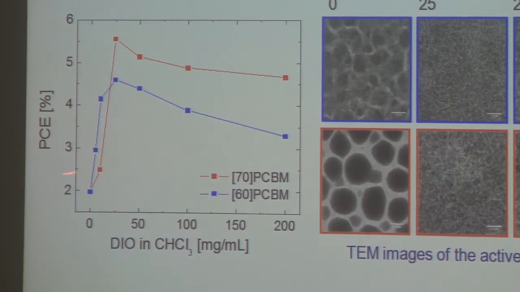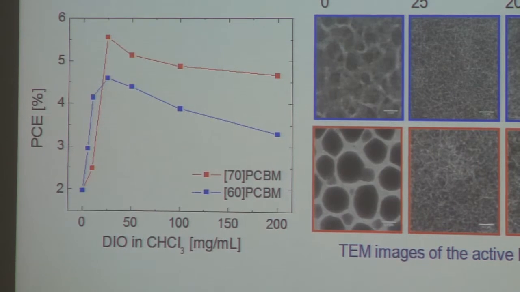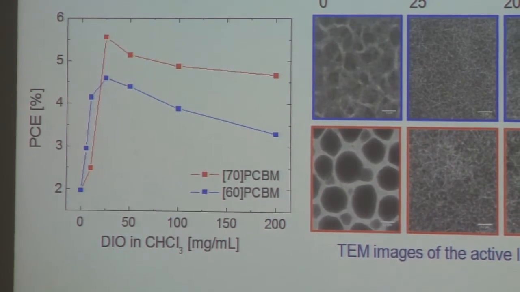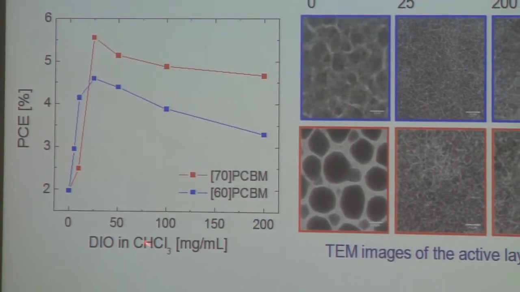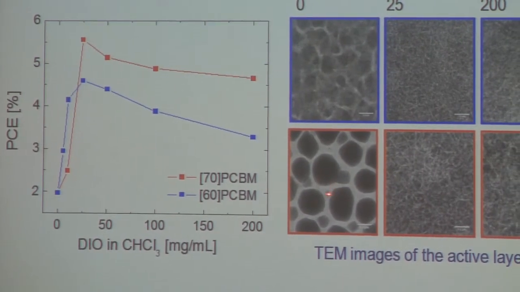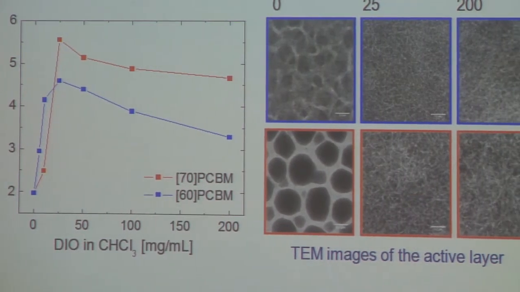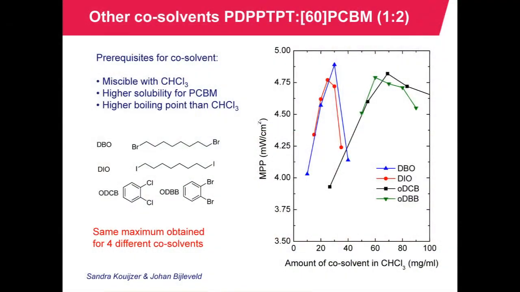So these materials give you a 2% or 2.5% cell if you spin coat the polymer plus PCBM from chloroform. But if you add a bit of diiodooctane to that solution, you completely change the morphology. This is without the diiodooctane, this is with diiodooctane, and you make a very much increased efficiency. So you get to this 5.5% cell. And you can use a whole variety of these high boiling solvents.